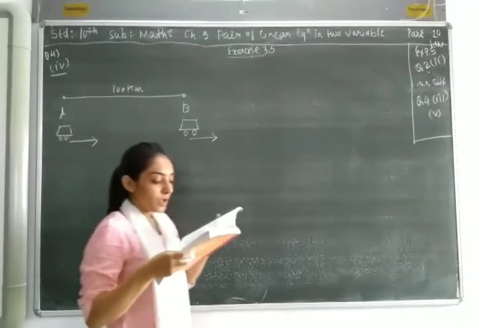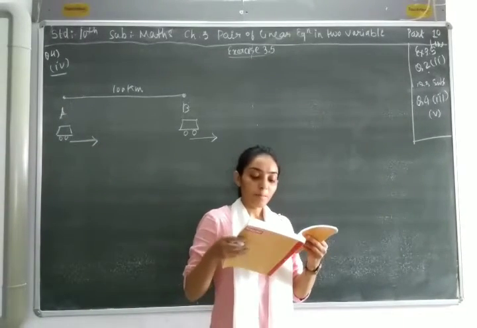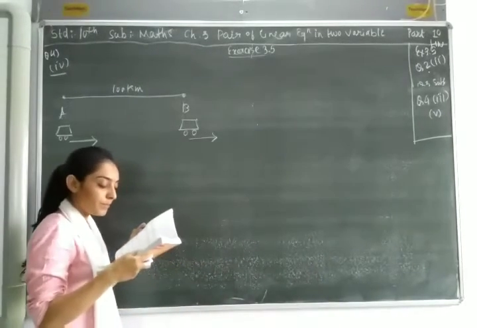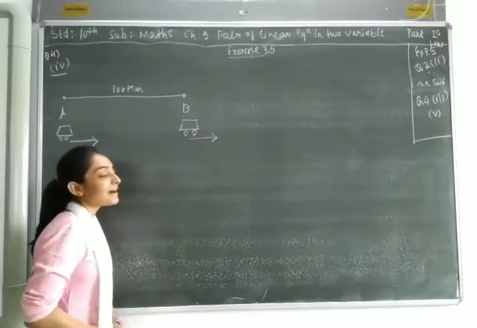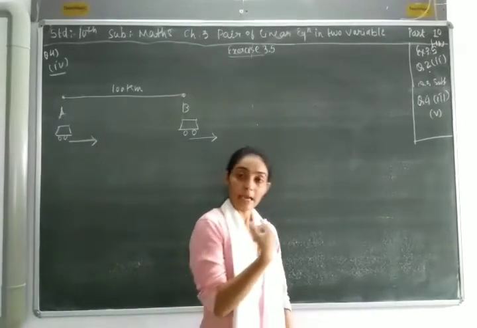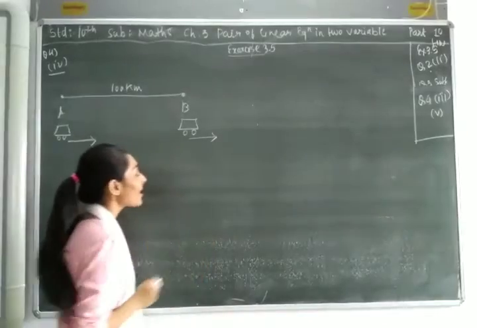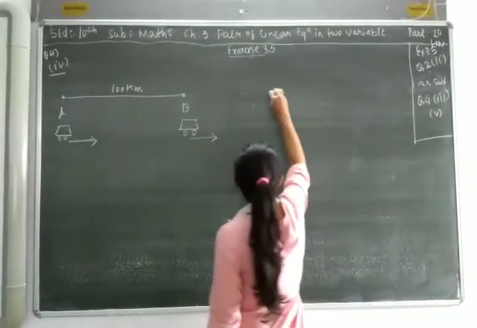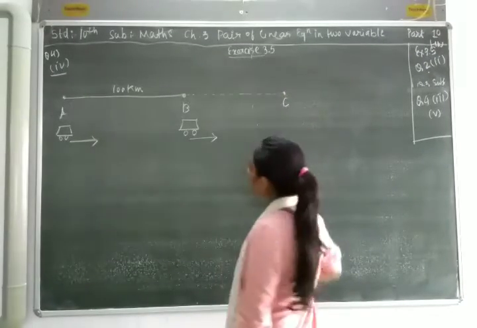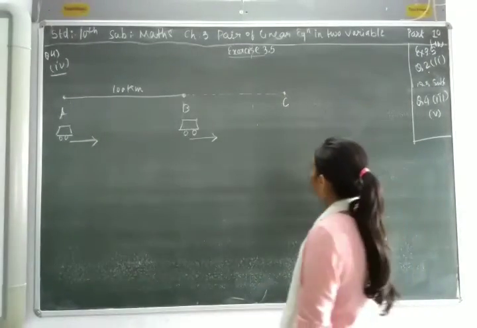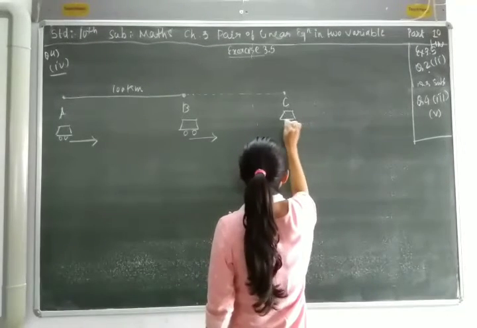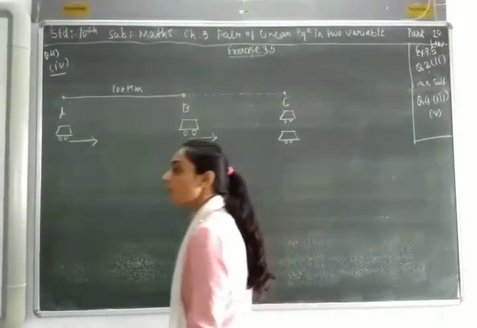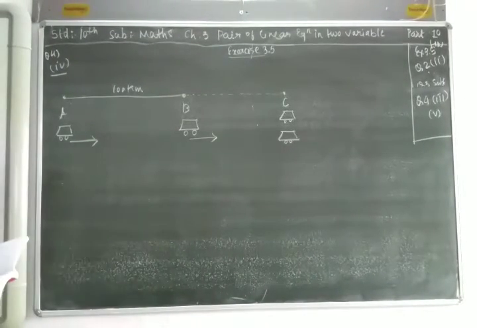They meet in 5 hours. So at some point they meet. They travel with different speeds in the same direction, and after 5 hours they meet at one point. For example, let's take this point C. After 5 hours, both cars meet over here.